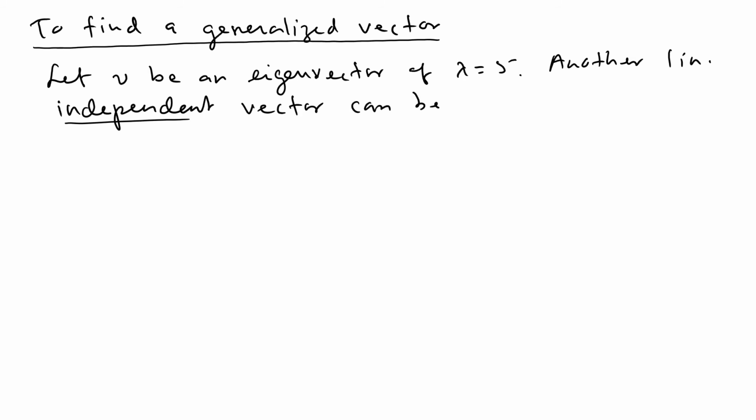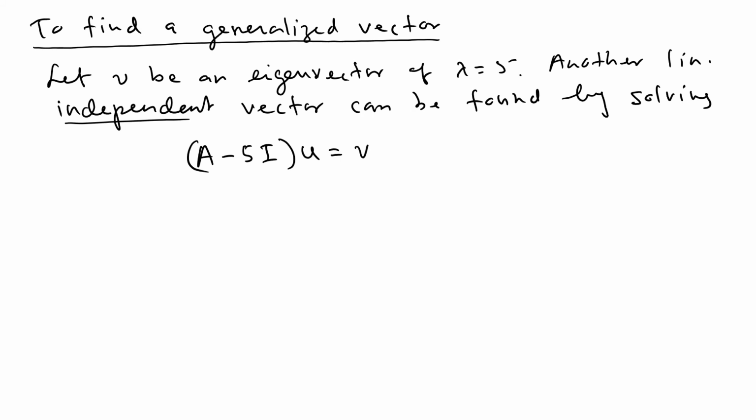can be found by this equation. What we're going to do is solve the equation (A minus 5I) u equals v. So we're going to solve this equation. There's another vector, we call this the generalized vector of lambda equal 5, by solving for u. So let's do that.